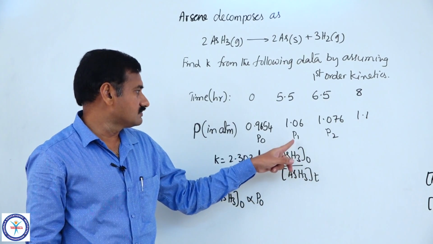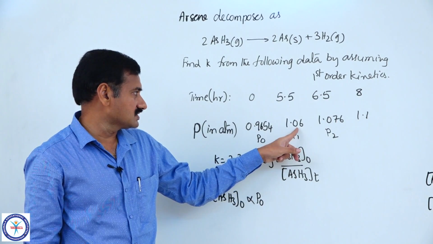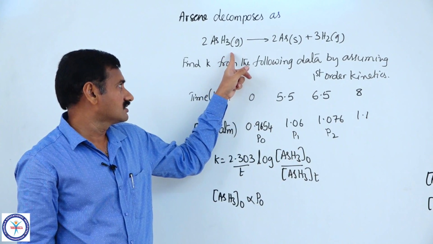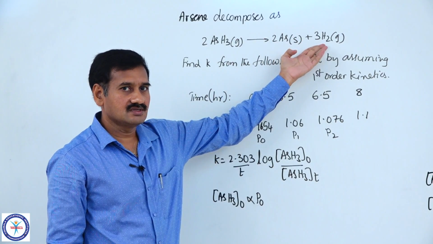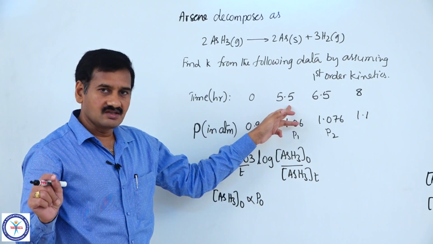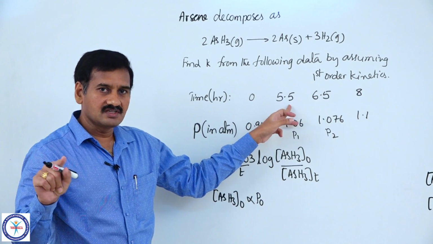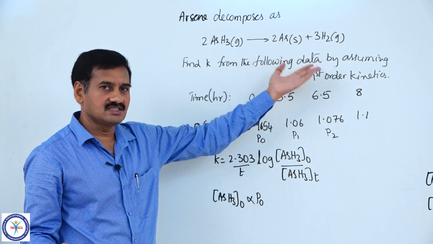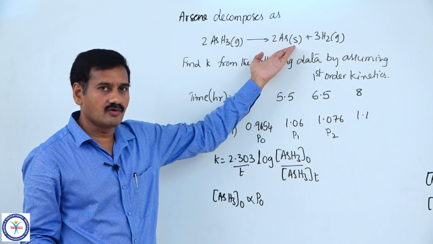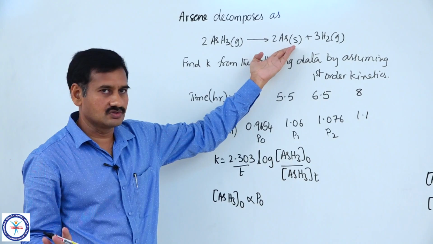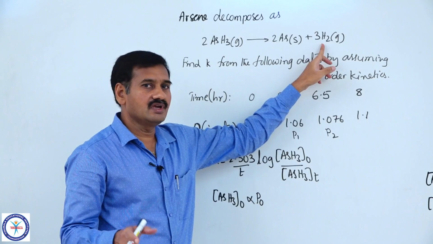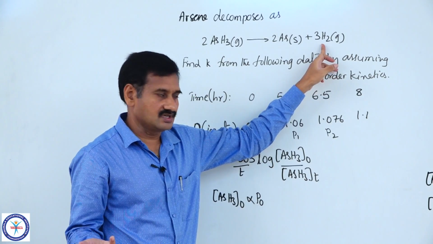No, because this P1, 1.06 atmosphere pressure, is due to unreacted arsine and formed hydrogen gas. So, from 0 minute to 5.5 minute time, arsine is not completely dissociated, some amount of arsine is left over, some amount of hydrogen gas is produced. Of course, arsenic is also produced, but it is a solid, no need to be worried about that arsenic solid, whatever may be the amount produced. So, number of moles of arsine left and hydrogen formed only develops some pressure.